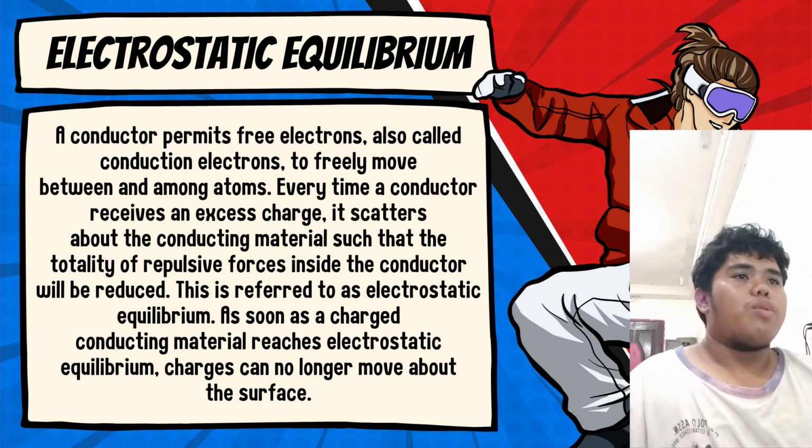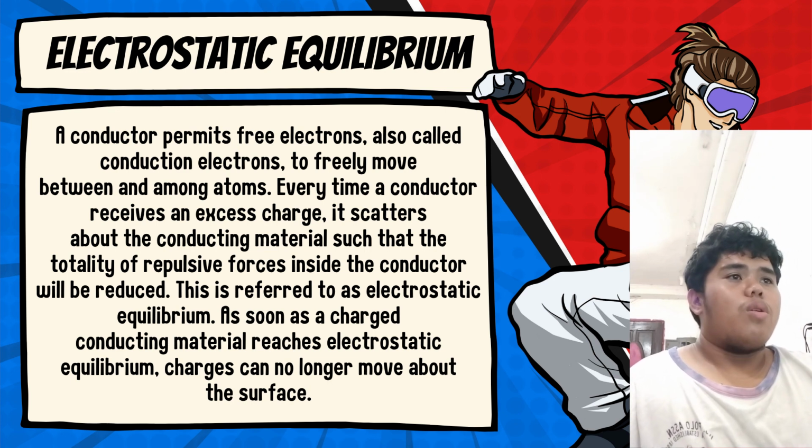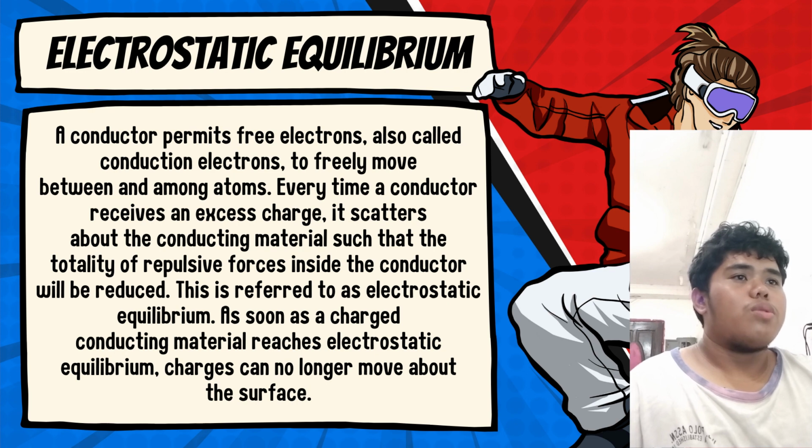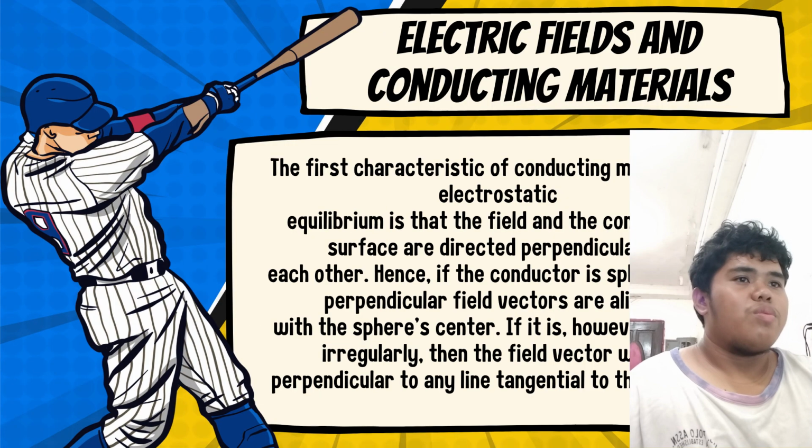A conductor permits free electrons, also called conduction electrons, to freely move between and among atoms. Every time a conductor receives an excess charge, it scatters about the conducting material such that the totality of repulsive forces inside the conductor will be reduced. This is referred to as electrostatic equilibrium. As soon as a charge-conducting material reaches electrostatic equilibrium, charges can no longer move about the surface.